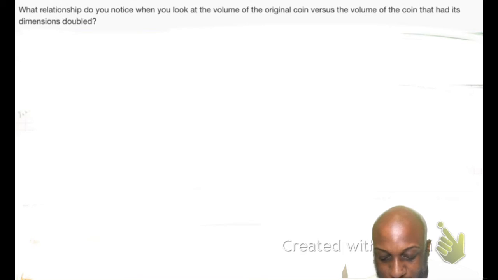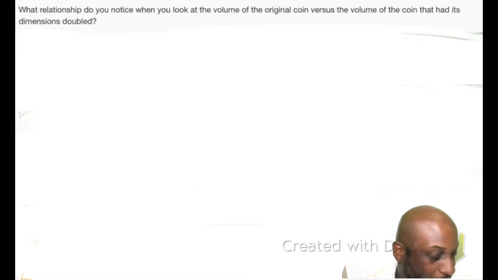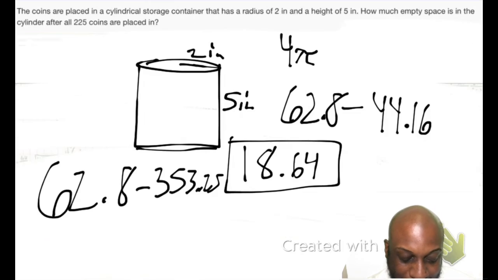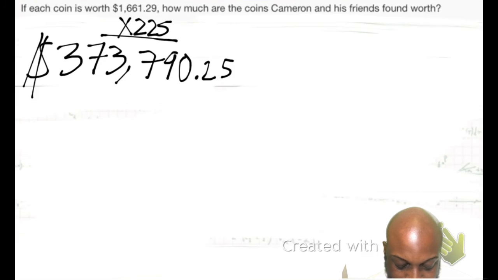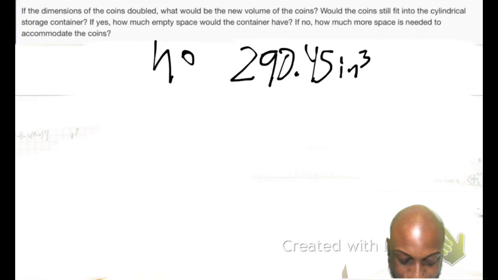All right, two more problems. What relationship do you notice when you look at the volume of the original coin versus the volume of the coin that had its dimensions doubled? It's bigger. It's real big. It's not just half or double the amount of volume. Okay, I can't do the math in my head. It's just a lot more. Not more than 400 or whatever, but it is a lot more.